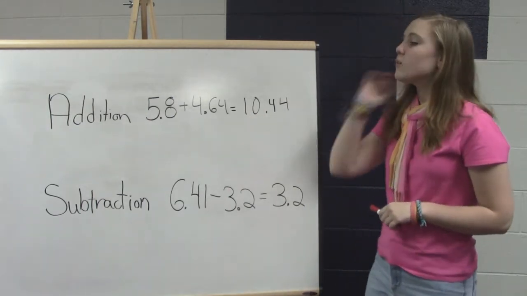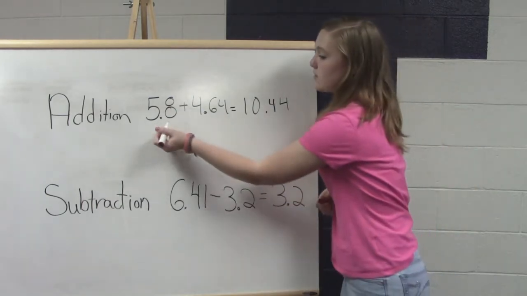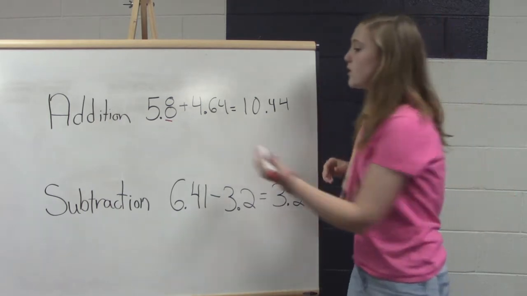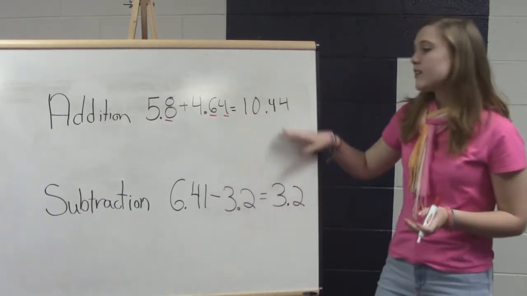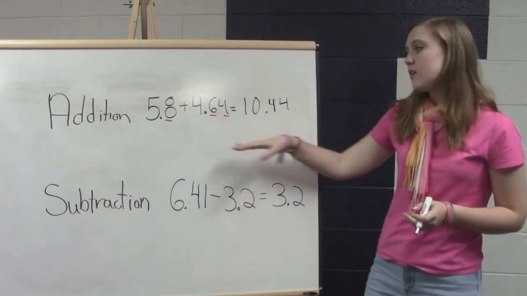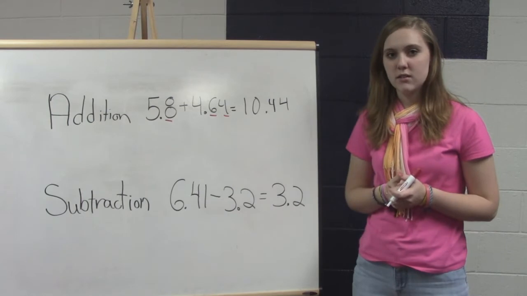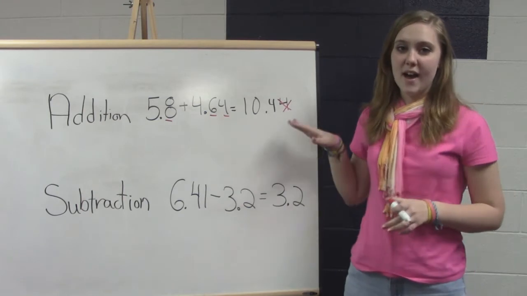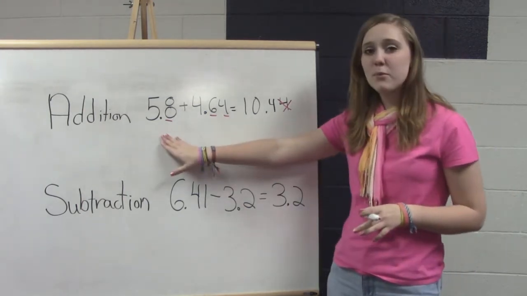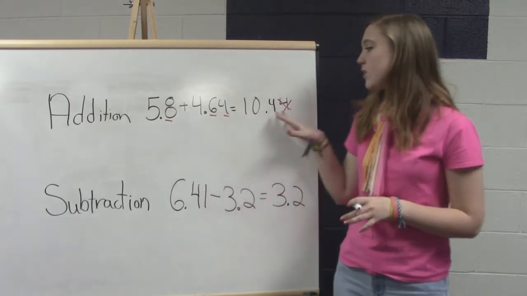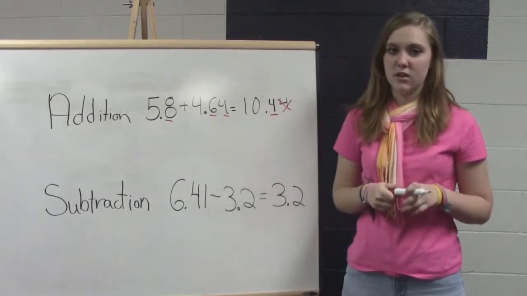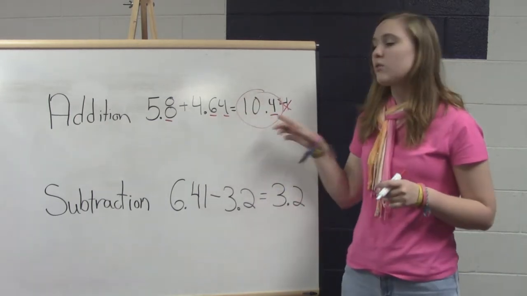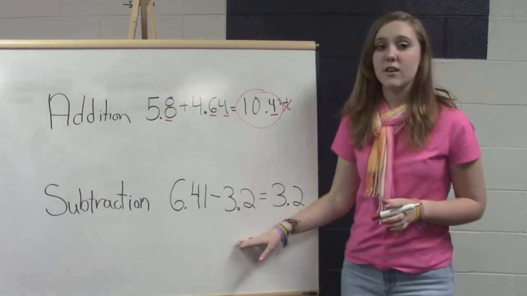So in this problem, we have 5.8, which only has one decimal place out. We also have 4.64, which has two decimal places. Now this would be the regular answer for this problem, because this has two decimal places, so would this one. But because of sig figs, we can't have that number right there, because 5.8 only has one decimal place. So we can only have one decimal place in our answer. So if you were using sig figs for this problem, this would be your answer with only the one decimal place.